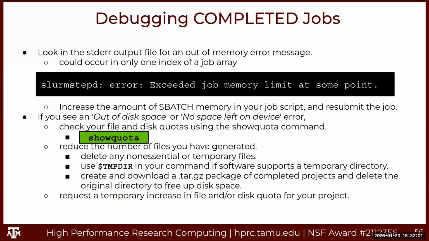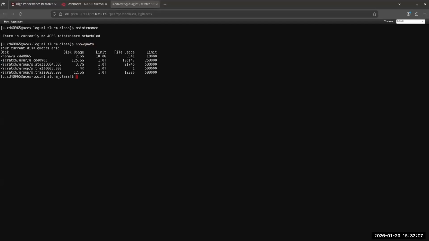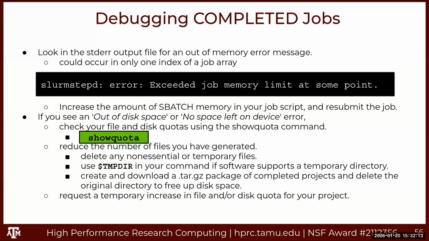Jobs are failing. First thing you want to do is check your quotas. You can do that easily. Make sure none of these have been reached. I believe an asterisk will be next to one that has reached the limit.